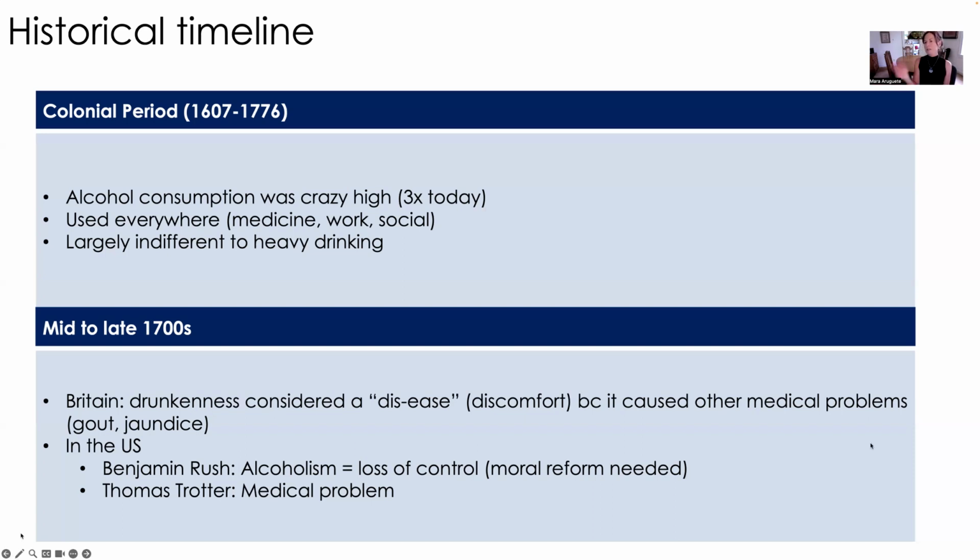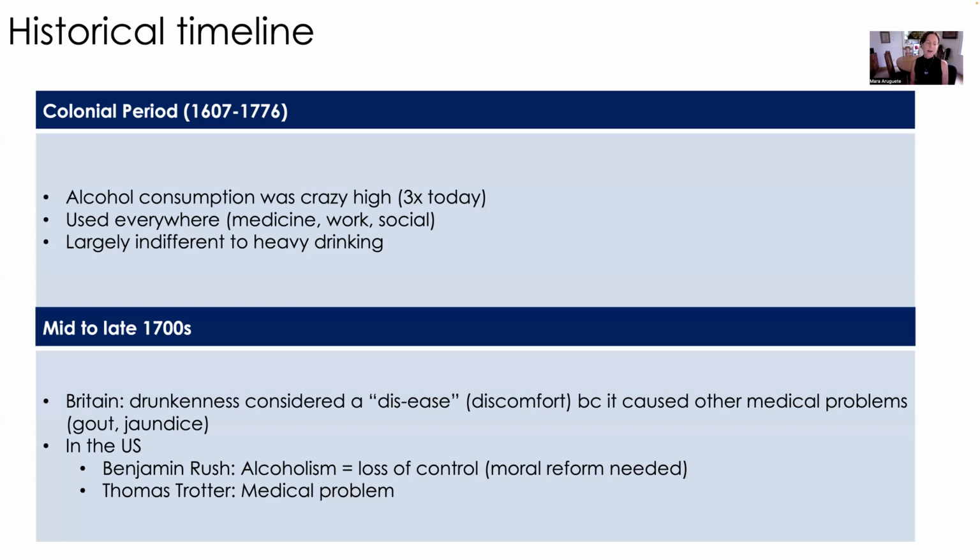Okay, so then come the mid to late 1700s, in Britain, they started talking about drunkenness as a dis-ease. And if you think about that, I pulled apart the word there to look at the prefix. It's like dis-ease, an unease. You are not comfortable. It is a discomfort, because it caused all these other medical problems. So you started seeing jaundice because people's livers went bad and they were miserable, and they had all kinds of gastrointestinal problems and gout and stuff like that. So here we get the start of this sort of disease concept in some ways.